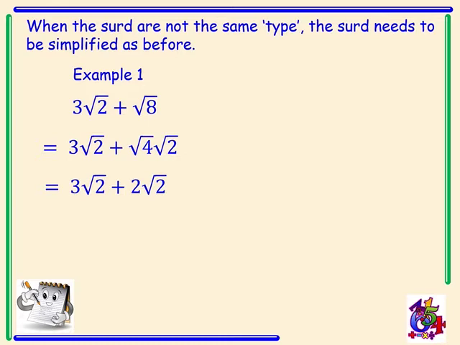And now we can see we have the same surd. So if I have 3 root 2 and I add 2 root 2, that will give me a final answer of 5 root 2.